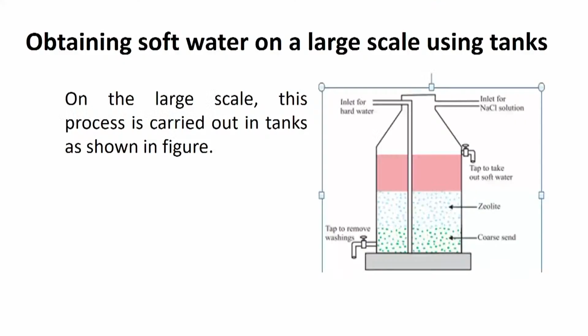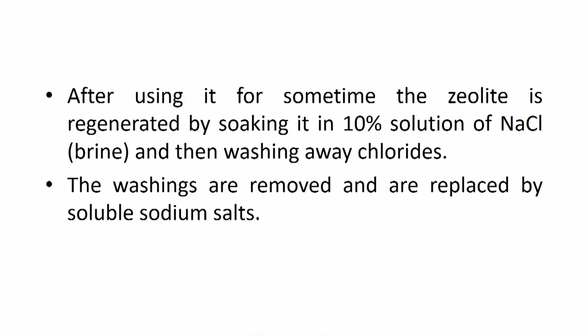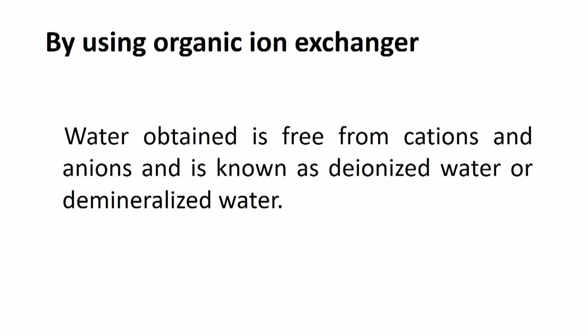When we need to soften hard water on a large scale, we use a tank, as shown in the figure. After using it for some time, the zeolite is regenerated by soaking it in a 10% solution of sodium chloride, or brine, and then washing away the chlorides. The washings are removed and are replaced by soluble sodium salts. By using an organic ion exchanger, water is free from cations and anions and is known as deionized water or demineralized water.